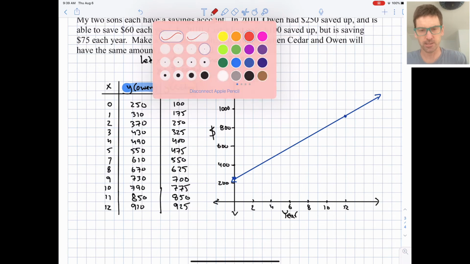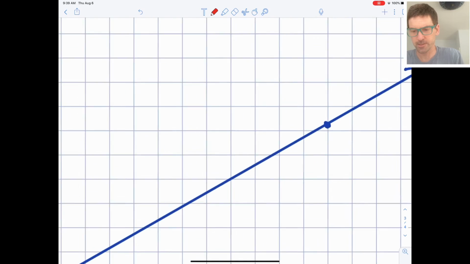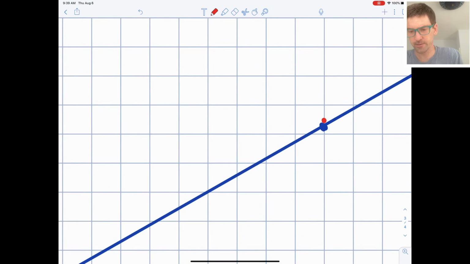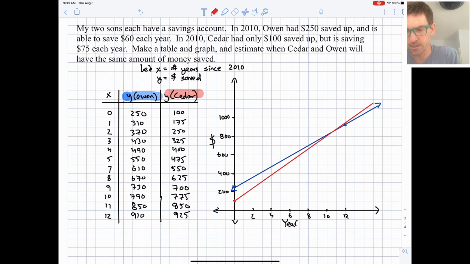All right, so next one is graphing Cedar's numbers. He has only $100 at the beginning, and he's up to $925 in year 12. So that's a little bit higher, right in there. Try to zoom in and get that 925 in as careful as we can. Okay, so let's go ahead and graph this guy up. And it looks like they cross. So where do they cross? They cross, as best as we can tell, right in there somewhere.